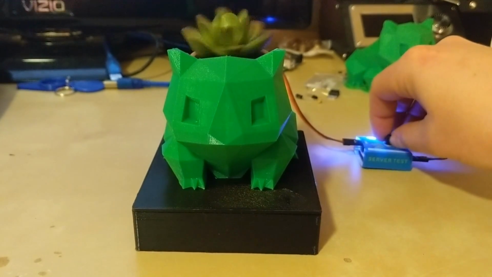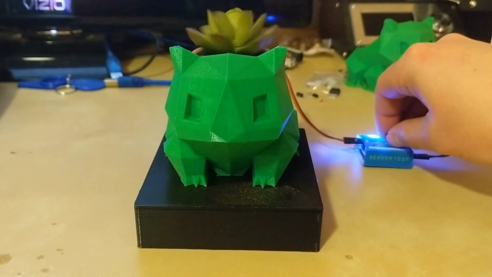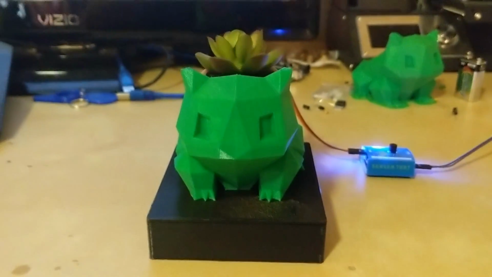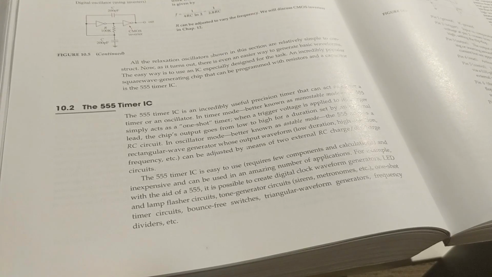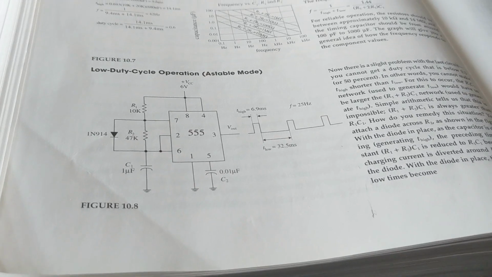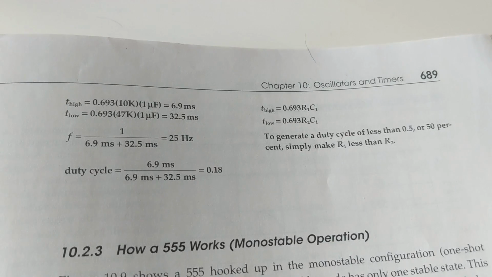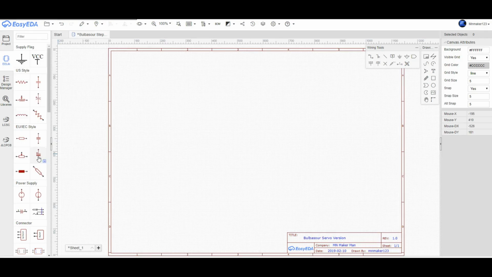Now, if you don't have a servo tester, and you want a more permanent solution that you can put on a breadboard or a perf board, then we have to look at the 555 timer IC. We'll be using it in simple astable mode, and luckily I already did all the calculations for you, so you don't have to worry about all this math. From there, I opened up EasyEDA, and I got started on the circuit.